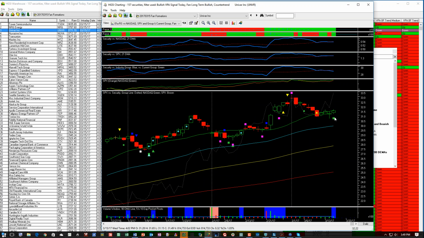Let's look at Univar. Here's another one. These all have VPA flags today. You can see that this one's been underperforming its user group. But you can see also here on this chart that there are 4 primarily bullish candles. I consider this a bullish candle also because it closed in the upper part of its trading range after a shakeout yesterday on a weak day.